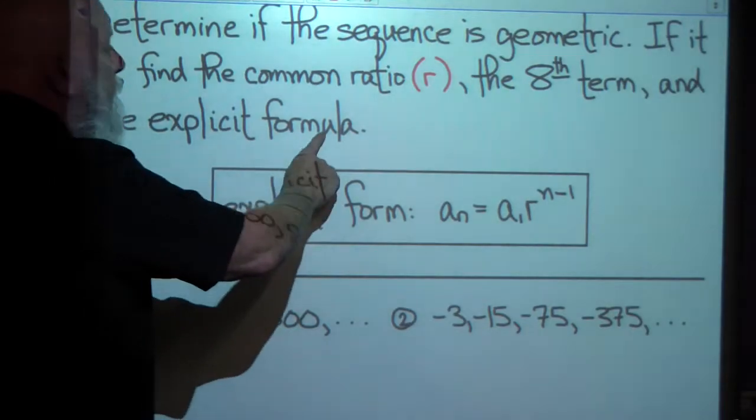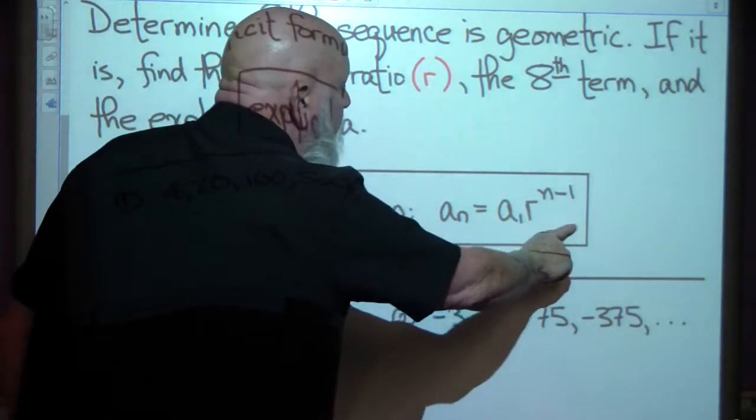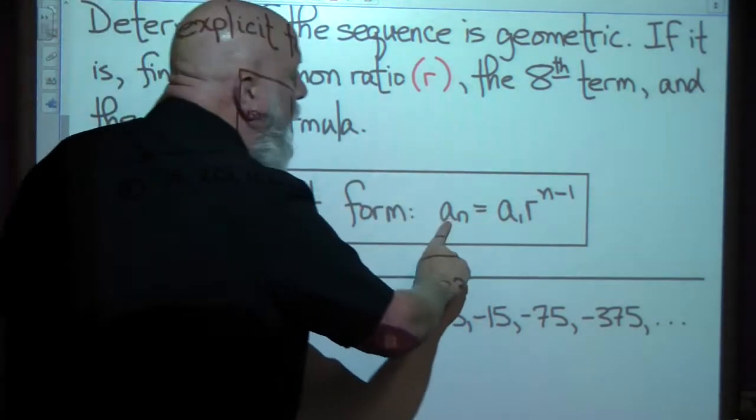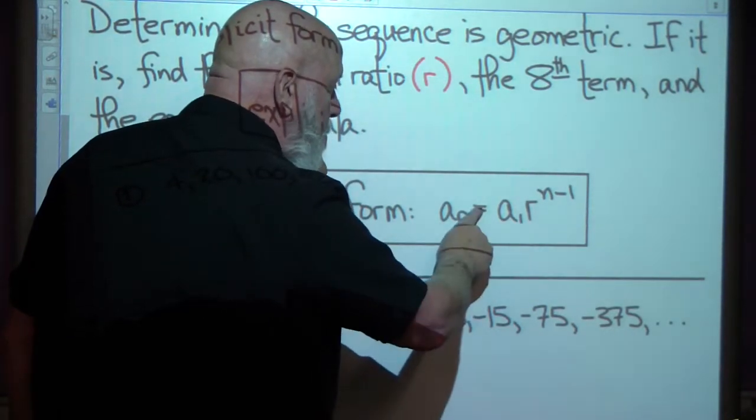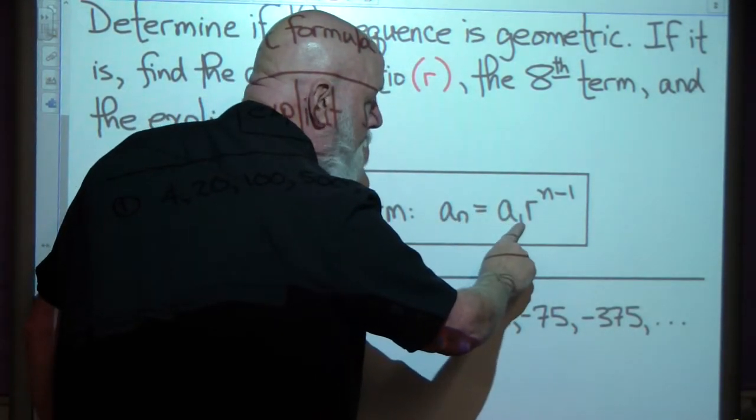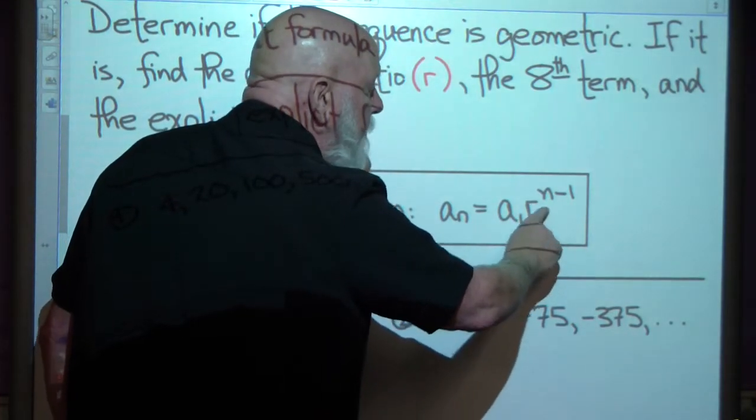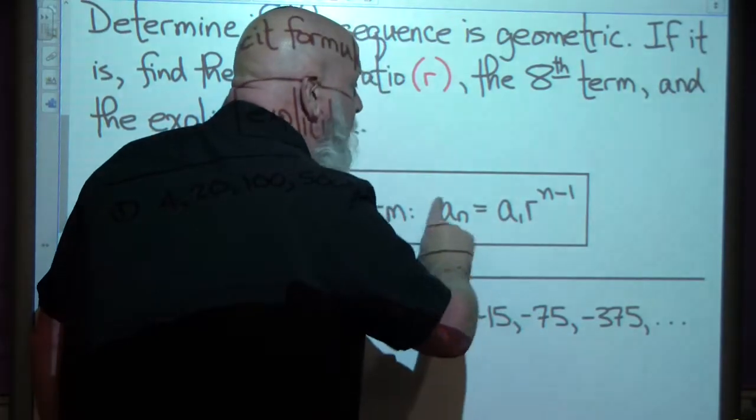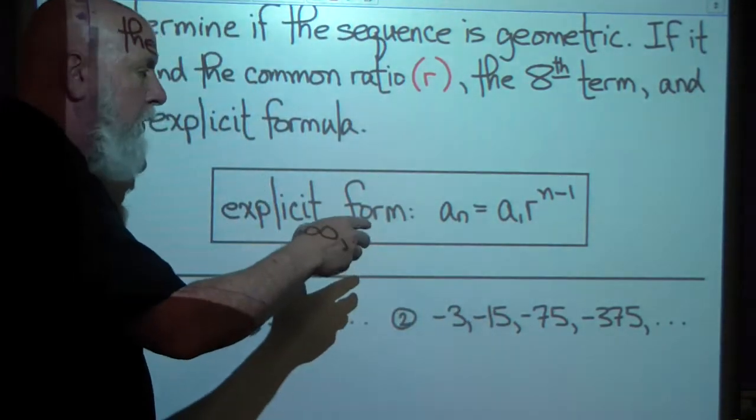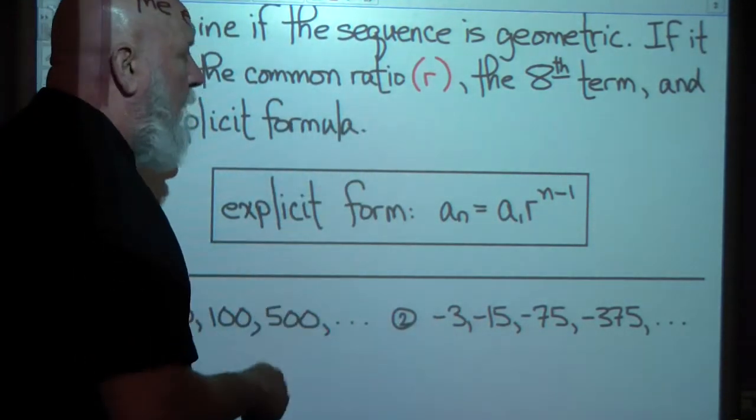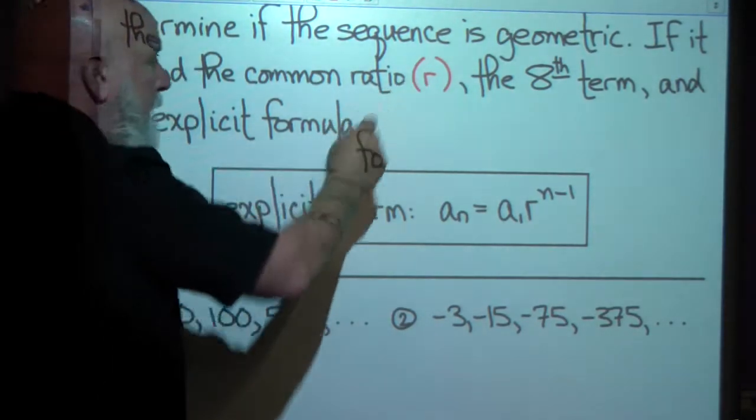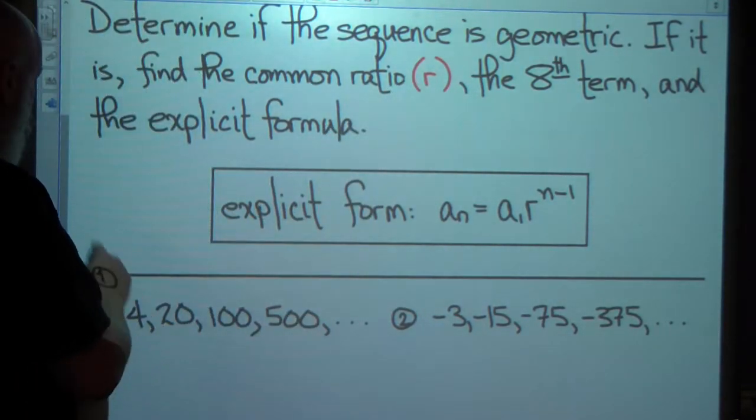And the explicit formula. Here's the general case of the explicit formula. a sub n, that's the nth term, is a sub 1, the first term, times r, that's the common ratio, to the n minus 1. This is the general form, and we're going to make a specific form and use it to tell us what the nth term will be. In this case, it will be the 8th term. So here we go.